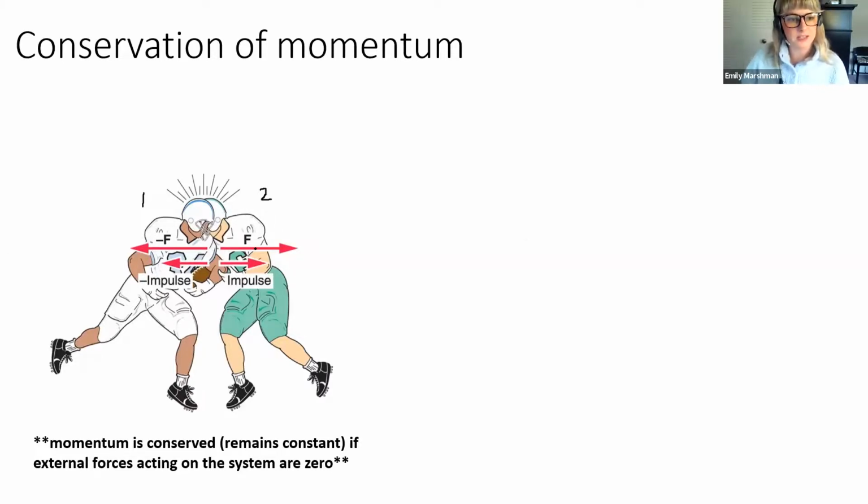So the time of impact is the same for both players. The force is the same, just in the opposite direction for both players. So this tells me that the force times delta t on player 1 has to be equal to the force multiplied by delta t for player 2. Now these two impulses, this is impulse, right? They're in opposite directions, so I'm going to put a negative sign here to make these two the same. So the impulse acting on player 1 is the same size impulse acting on player 2, just in the opposite direction.